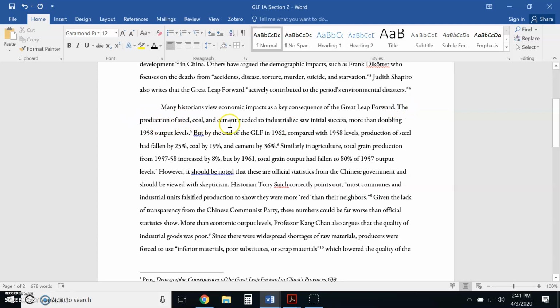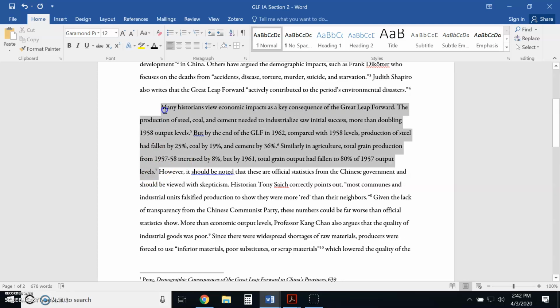The production of steel, coal, and cement needed to industrialize saw initial success, more than doubling 1958 output levels. But by the end of the GLF, that's the Great Leap Forward, in 1962, compared with 1958 levels, production of steel had fallen by 25%, coal by 19%, and cement by 36%. So notice that so far, I haven't actually directly quoted anything because these are government statistics. Similarly, in agriculture, total grain production from 57 to 58 increased by 8%, but by 61, total grain output had fallen to 80% of 57 output levels.